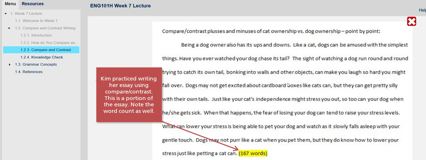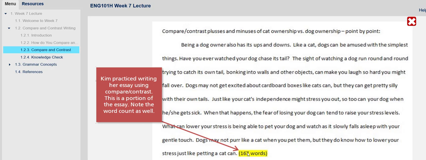Dogs may not get excited about cardboard boxes like cats can, but they can get pretty silly with their own tails. Just like your cat's independence might stress you out, so too can your dog when he or she gets sick. When that happens, the fear of losing your dog can tend to raise your stress levels. What can lower your stress is being able to pet your dog and watch as it slowly falls asleep with your gentle touch. Dogs may not purr like a cat when you pet them, but they do know how to lower your stress just like petting a cat can.